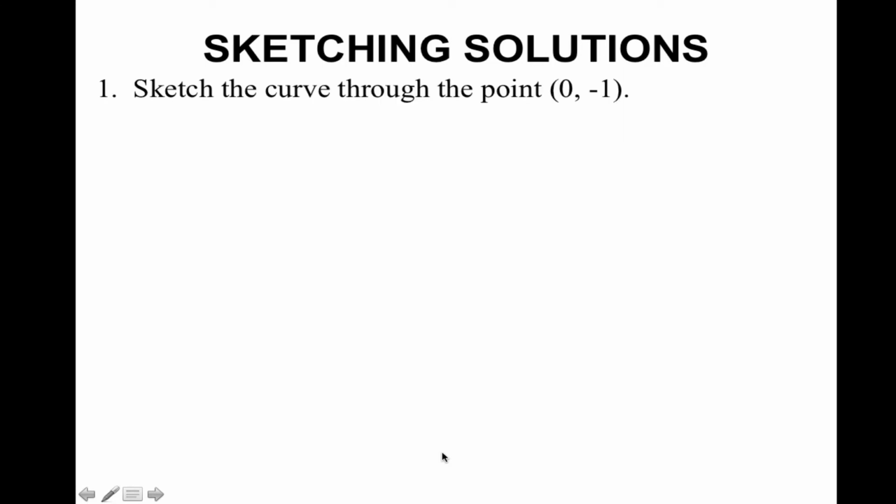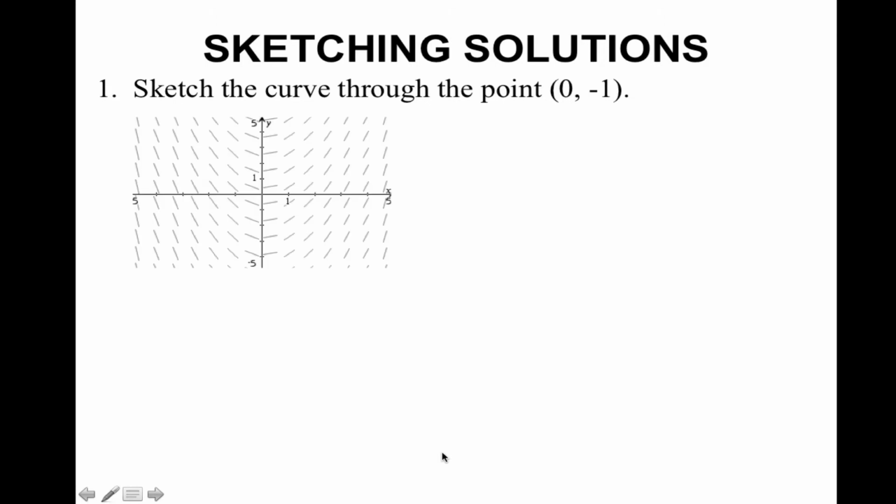All right, so now we're going to practice sketching the solutions, because that can be kind of complicated. We're going to sketch the curve through the point (0, -1) on this given slope field. This does not have to be perfect. What this means is that I'm going to put a point at (0, -1), so I'm going to start with the point right here. You have to bear with me because I'm going to try my best to draw this via computer. And then you're just going to follow the direction of the tangent lines.